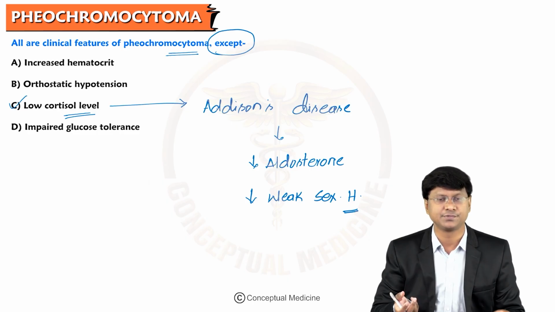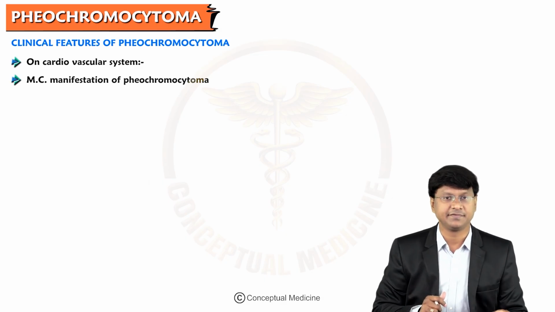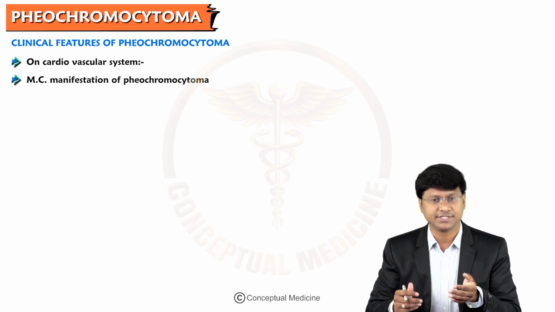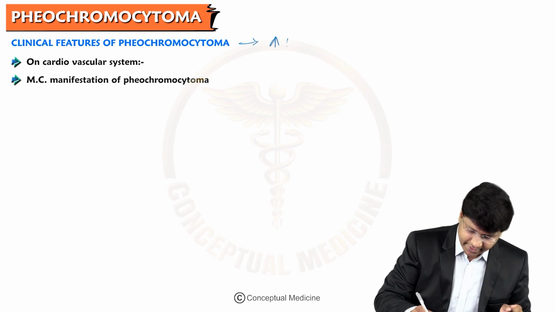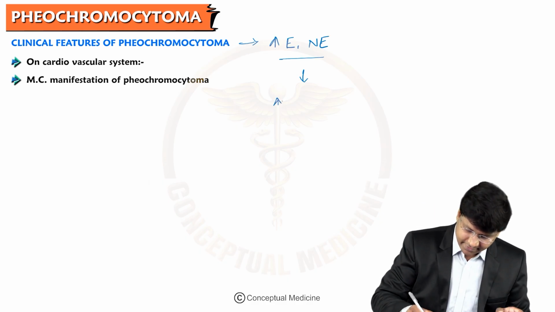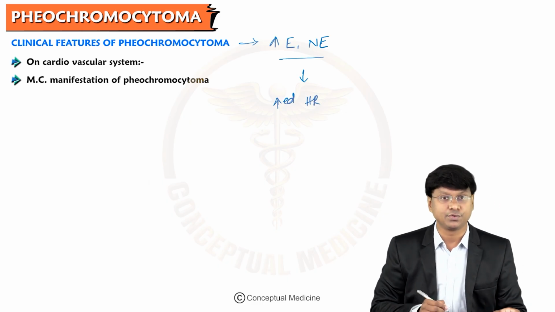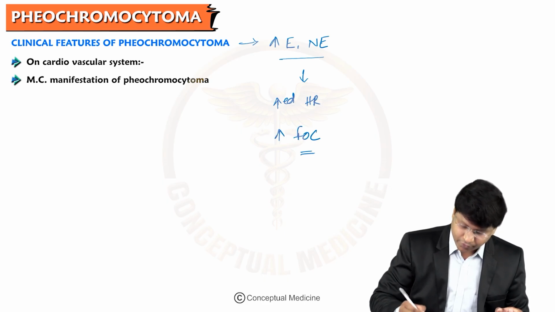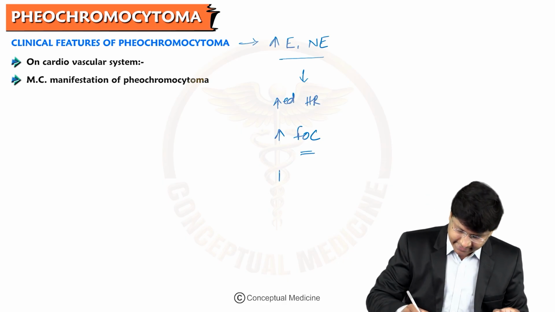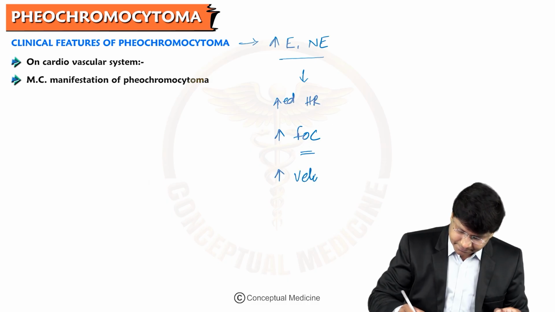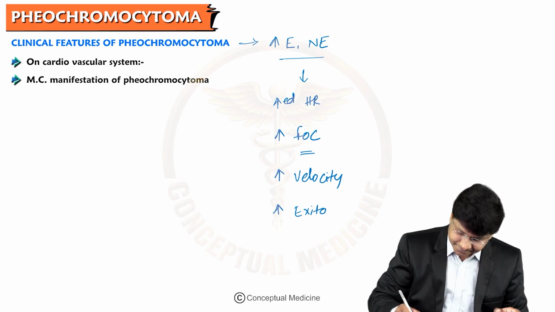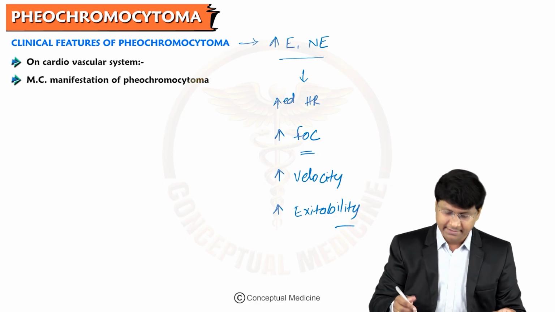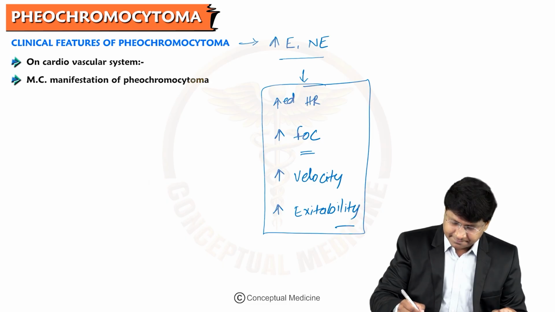Now, let me discuss the clinical features in pheochromocytoma in a system-wise manner. First, take the cardiovascular manifestations. First of all, you should know the basic physiology, then you will understand the clinical features. Please remember, in pheochromocytoma you have increased epinephrine as well as norepinephrine. What will be the effect of this increased epinephrine and norepinephrine on the heart? There will be increased heart rate, that is positive chronotropic effect. There will be increased force of contraction, that is positive inotropic effect, increased velocity of conduction, that is positive dromotropic effect, and also increased excitability, that is positive bathmotropic effect. That is the basic physiology of epinephrine and norepinephrine on the heart.